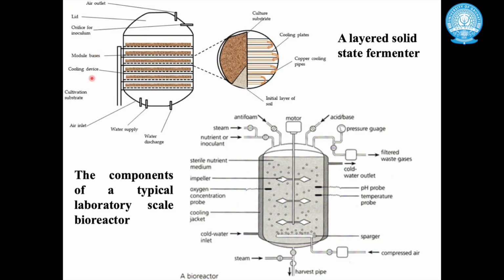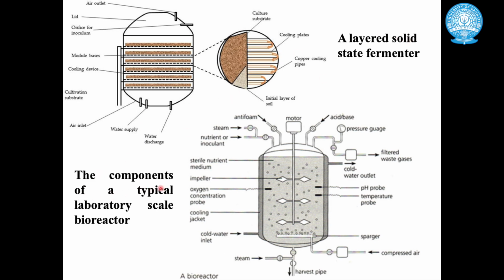These are module bases, these are cooling devices. Cooling devices are primarily used because during fermentation a lot of heat is produced. Too much heat is deleterious for the production of enzymes and other materials. And this is the air inlet, this is the water supply, this is the water discharge, provided if a lot of water gets accumulated out here, it has to be discharged. Otherwise it will also increase the water content, and that is not good for the health of the growing fungi.